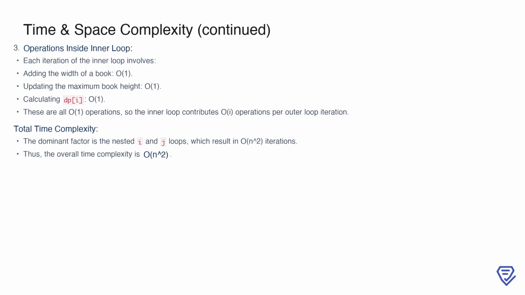Within the inner loop, each iteration involves several constant time operations. These include adding the width of the current book to track the total shelf width, updating the maximum height of books on the shelf, and calculating the dynamic programming value for the current subproblem, dp[i]. Each of these actions takes O(1) time. Since the inner loop runs up to i times for each outer loop iteration, the total operations within the inner loop sum to O(i). Combining this with the outer loop's n iterations, the dominant work still comes from the nested nature of the loops, resulting in an overall time complexity of O(n^2).